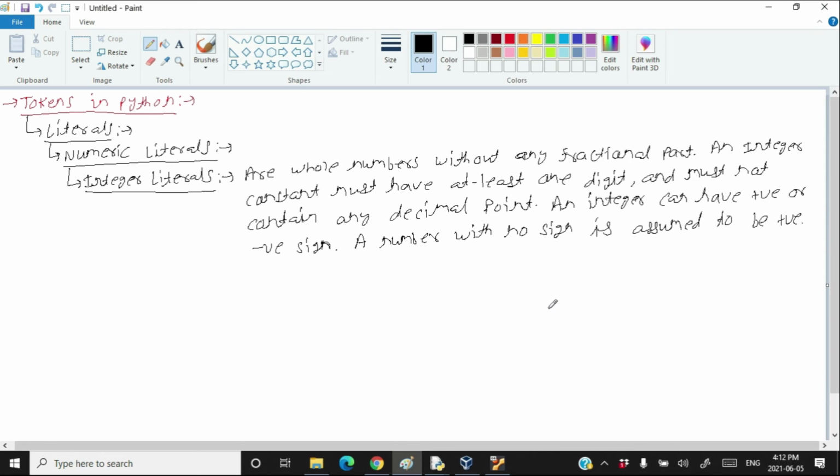And commas should not appear in an integer literal. You cannot write something like this. This is wrong in Python or any other programming language. In an integer literal, you should not use a comma. A comma is not allowed in an integer constant.